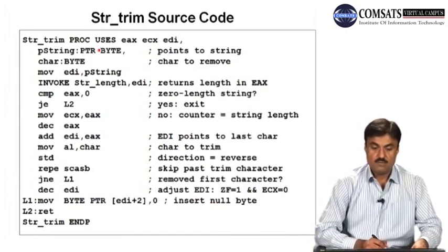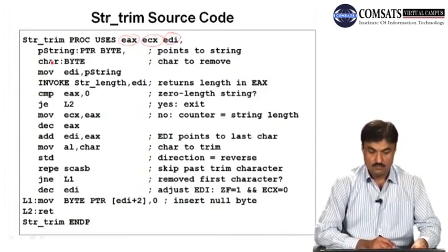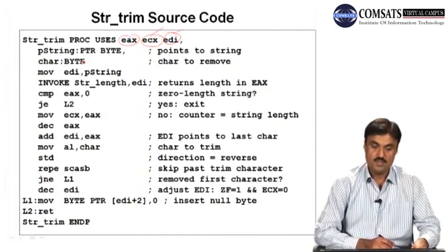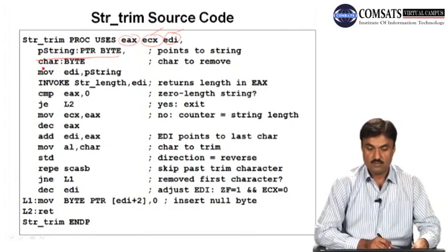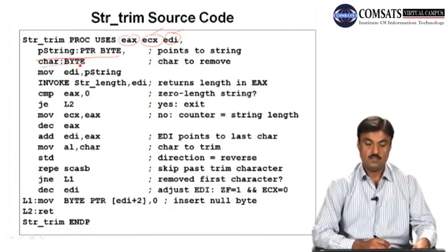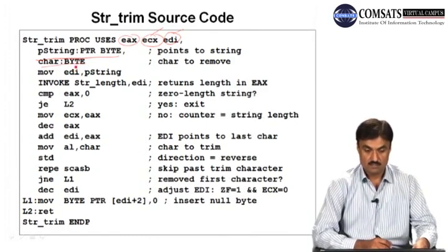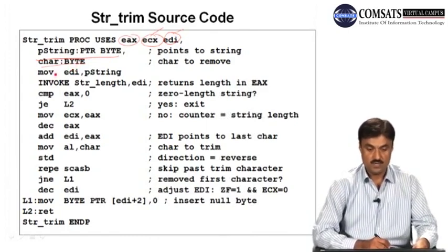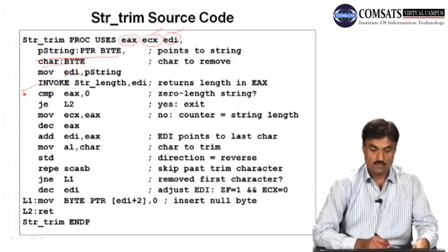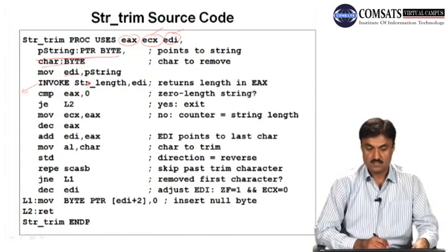So we are using EAX, ECX, and EDI. These will be used as source and destination, and so on. So what we are going to do: we have one pointer to the string, and we have the byte. These are the two arguments that will be passed, and these two parameters will be used. So EDI has the string. We can use the length procedure to get the length. So EAX has the length.